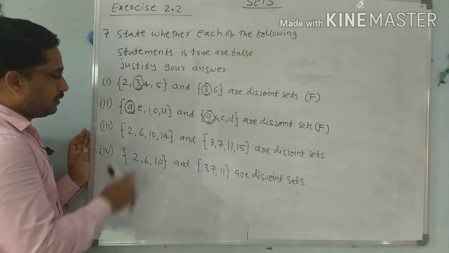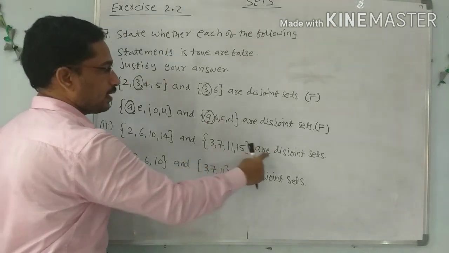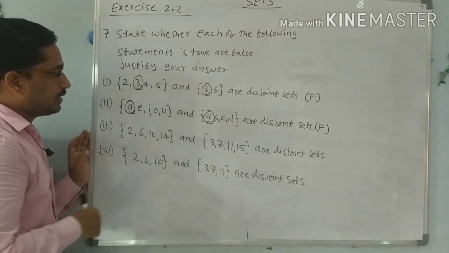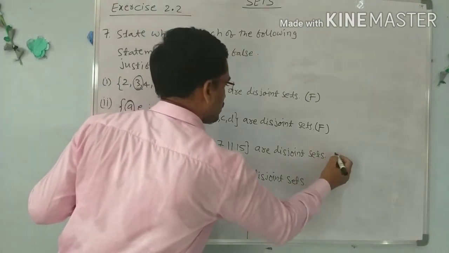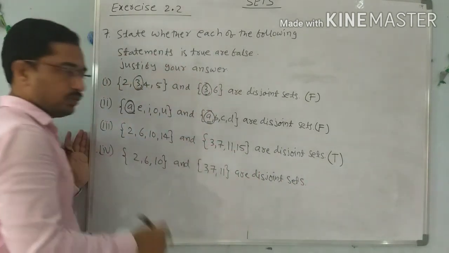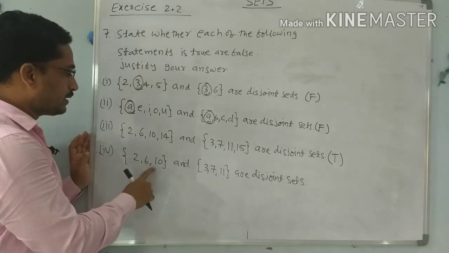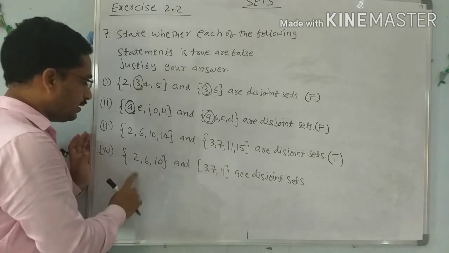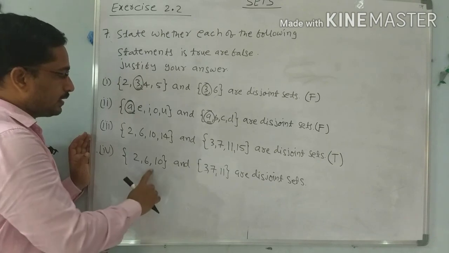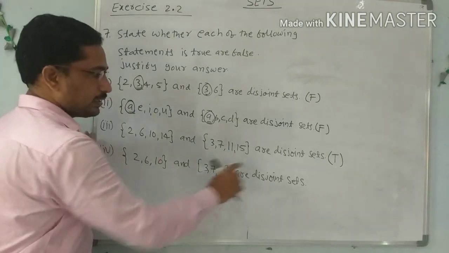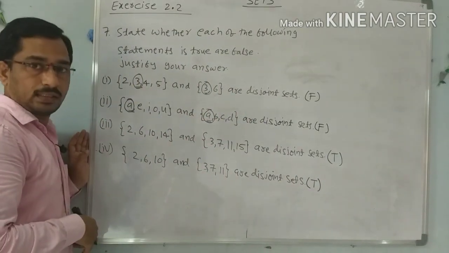Next, third one: 2, 6, 10, 14 and the second set 3, 7, 11, 15 are disjoint sets. Identify if there is any common element. Here there is no common element, so the statement is true. No elements are common, so it is disjoint sets. And the last one: 2, 6, 10 and 3, 7, 5. Here all the first set elements and second set elements are different, so these are disjoint sets. The statement says disjoint, so this is also true. Now this completes the exercise 2.2.